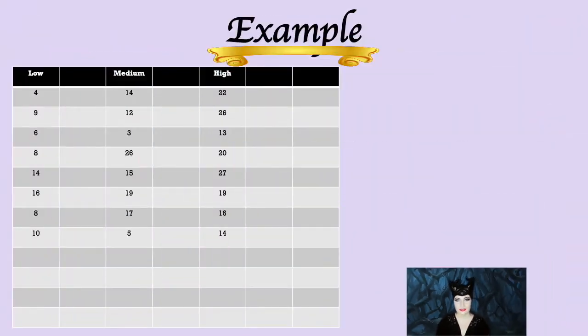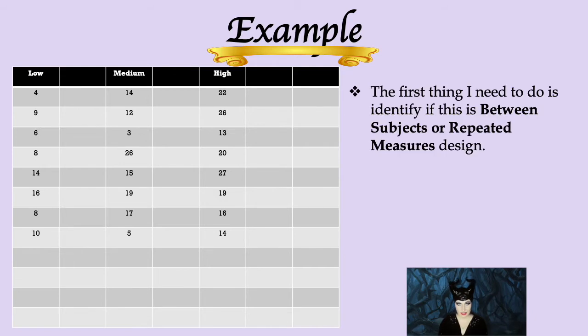So we have 3 different categories: low, medium, and high susceptibility. And the numbers that you see here represent the number of dreams that each group has recalled. The first thing I need to do is identify if this is between subjects or repeated measures design. Well, I know that repeated measures means I would have had to test the same people more than once.